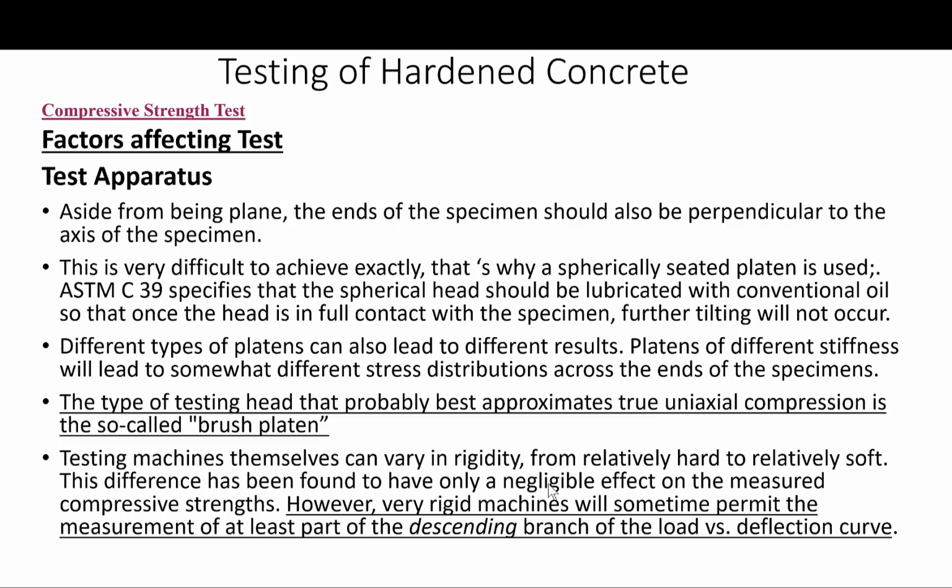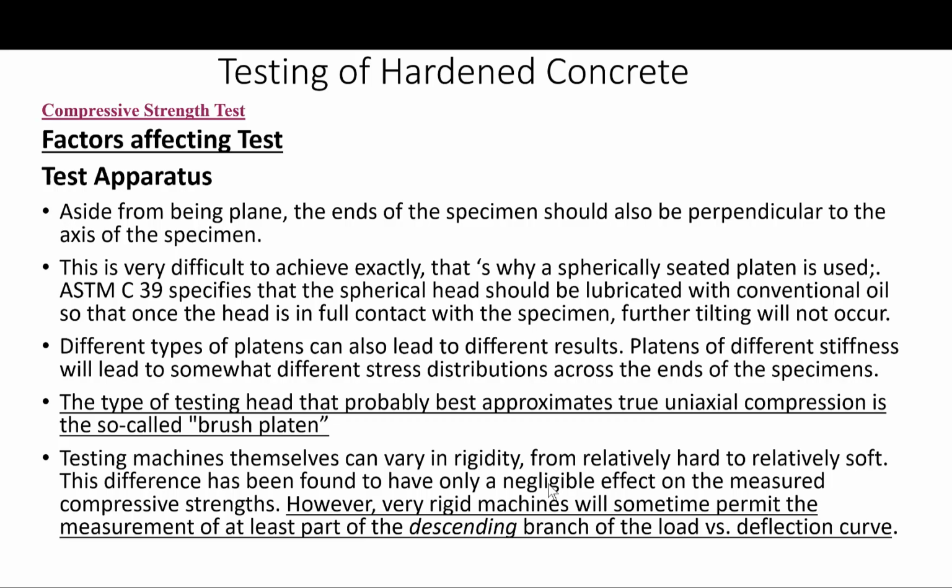The type of testing head that best approximates true uniaxial compression is what we refer to as brush platens. This basically consists of filaments about 5 by 3 millimeter in cross section, with gaps about 0.2 millimeter in between them. This allows the concrete to expand laterally with very little restraint. Such platens will, of course, give lower strength than ordinary steel platens.